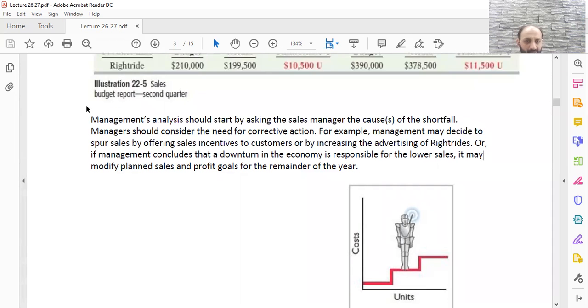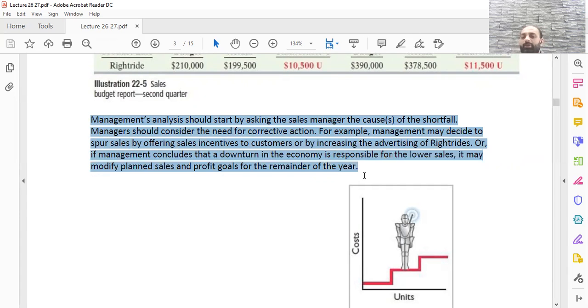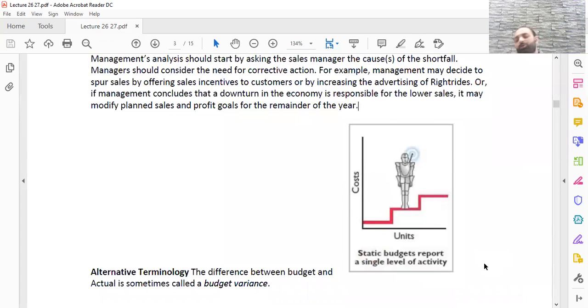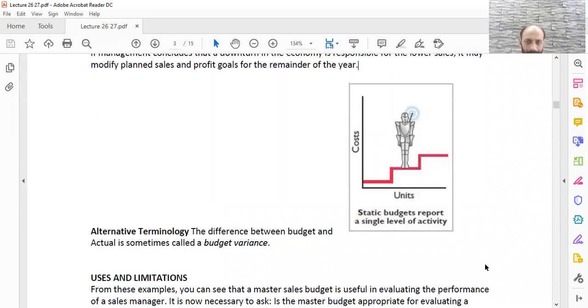Now, what the management is doing: once management has found that the actual results are not up to the mark as per what you were forecasting or what was in the budget, management has to take some measures, some corrective steps, to make sure that it can achieve its goals for the remainder of the year. So you have to first figure out the reasons behind this poor performance. Once you have found those reasons, then you should take the steps.